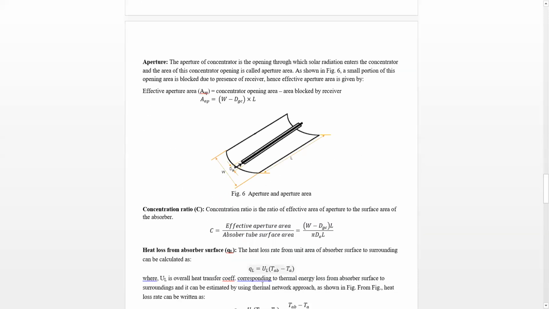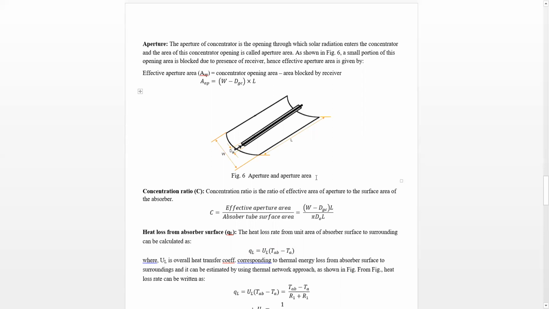Next parameter is aperture. The aperture of a concentrator is the opening through which solar radiation enters the concentrator, and the area of this concentrator opening is called the aperture area. So this opening of this concentrator, radiation is coming from, say, above. This opening through which the radiation enters is called the aperture, and this aperture area, W into L, is called the aperture area.